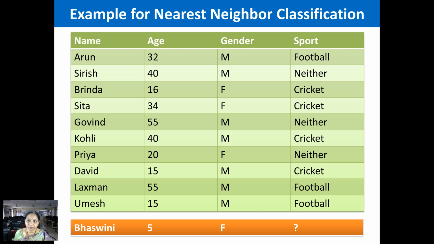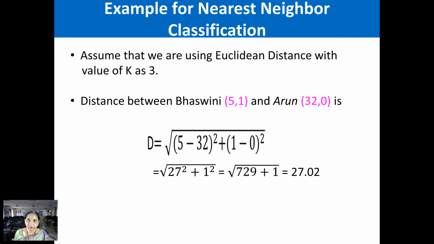Based on these attribute values, I need to identify the sport liked by the new instance with the name Baswini. In order to identify the class label, that is the sport liked by this person, we need to apply the steps of the nearest neighbor algorithm. As I explained, we can use any of the distance metrics. Whenever the problem is given, they will also specify which distance metric we need to use. So now we are using Euclidean distance and the value of k is 3.